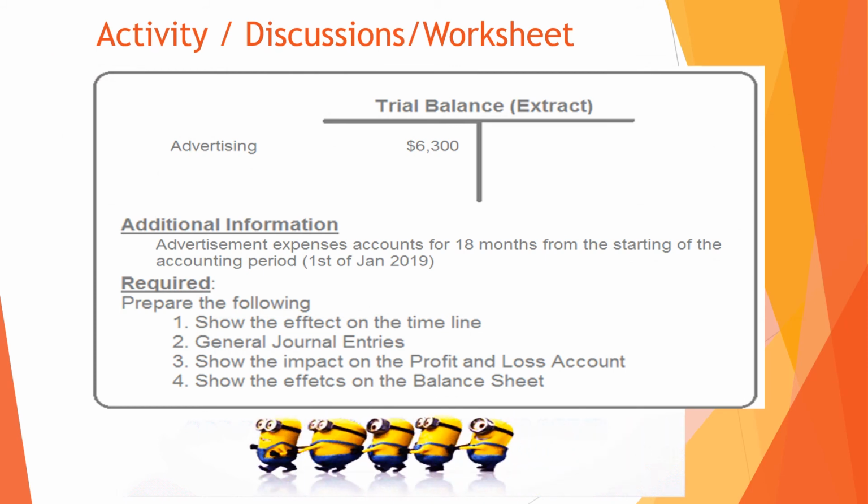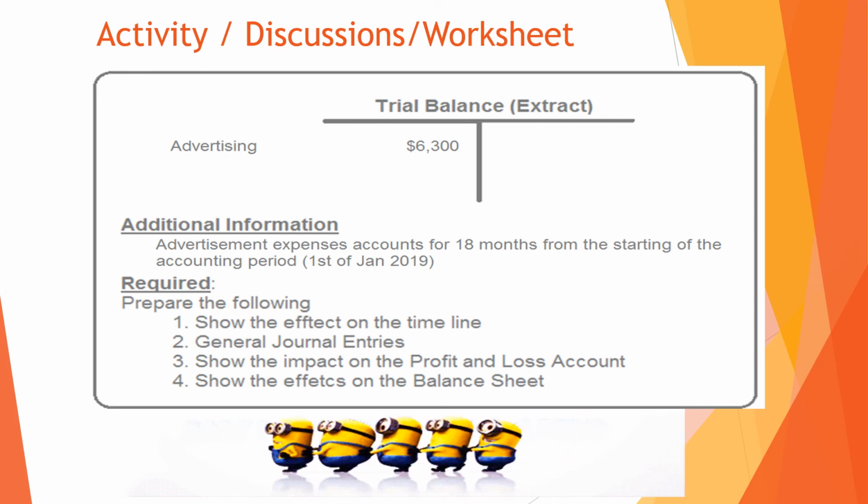So now your worksheet activities. The trial balance shows advertising 6,300. Additional information says advertisement expenses account for 18 months from the starting of the accounting period, 1st of January 2019. Note there is no amount given in the additional information. You are supposed to use the timeline to figure out the amount that has been prepaid. You can see it says that the advertisement expenses, that is referring to the 6,300, is for 18 months.